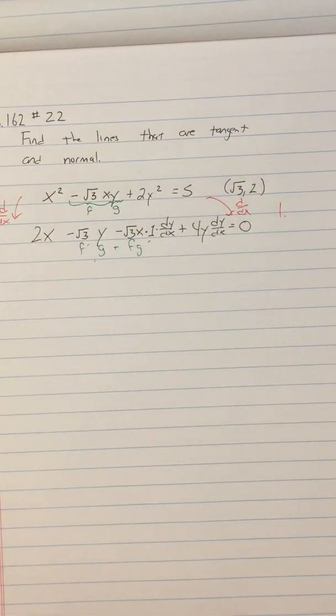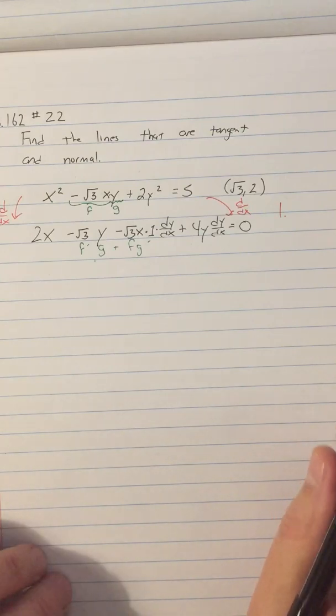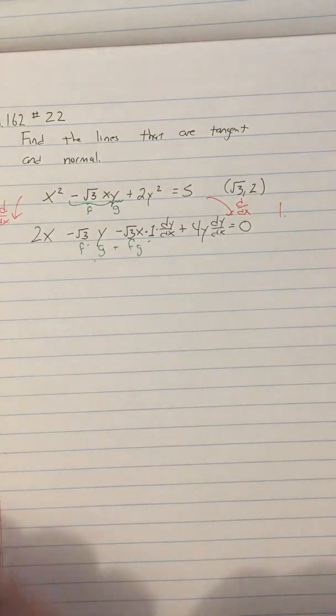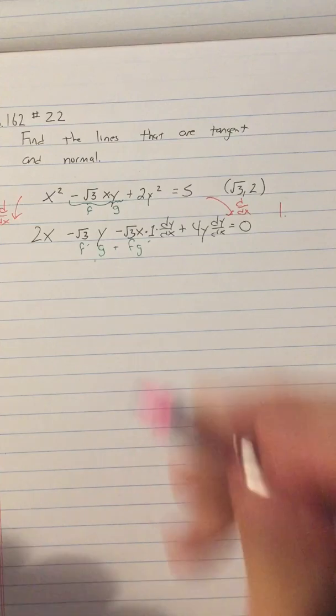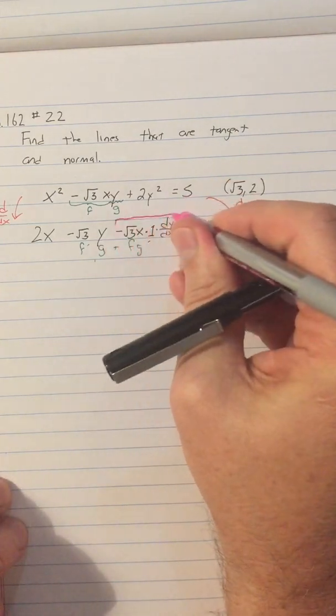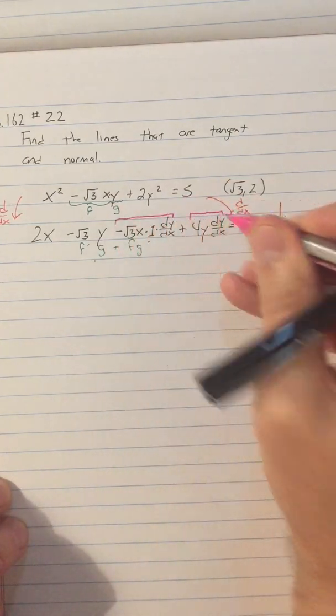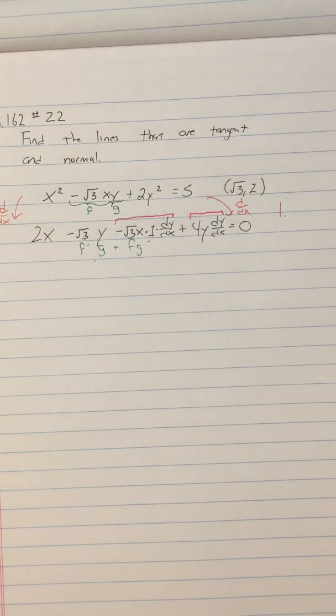We did the derivative on both sides. Step 2, we want all dy dx's on the left and everything else on the right. So what have I got that's a dy dx? Let's get a contrasty color. I have a pink, that'll work. This is a dy dx, it's going to stay. This is a dy dx, it's going to stay. Everything else is going to go to the right.